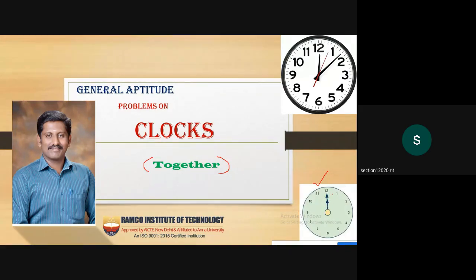It may be placed somewhere between any hours, starting from 12 to 1, 1 to 2, 2 to 3, 3 to 4, 5 to 6, 7 to 8, 8 to 9, 9 to 10, 11 to 12. In such a case, at what exact time are the hour hand and the minute hand at the same place?